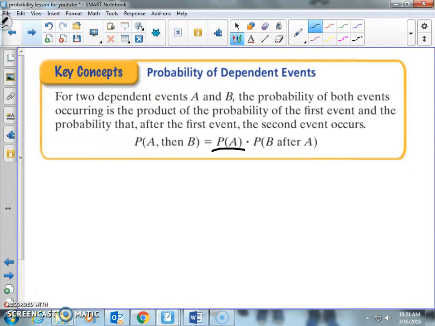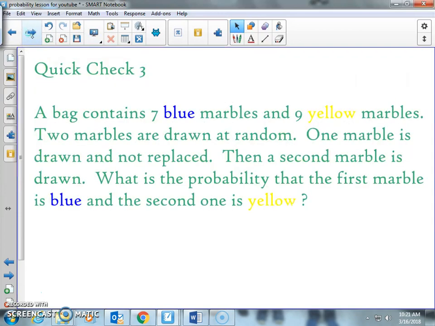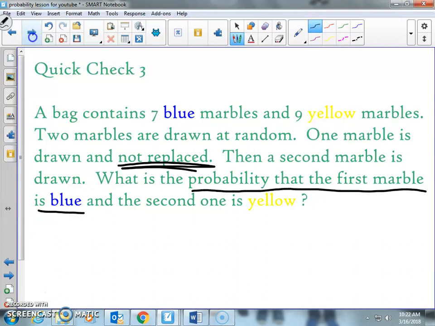So the formula is pretty much the same. Find the probability of your first event and multiply it by your probability of your next event after the first event. And I know that seems a little confusing at first, but if we do an example here, it should make some sense. So we've got a bunch of marbles in a bag. Okay, we're going to draw the marbles randomly. So first you draw your first marble. And here's the big thing. It is not replaced. You're going to draw that first marble and you're not going to put it back in the bag. So here's what they want us to find. Find the probability that the first marble would be blue and the second one would be yellow.